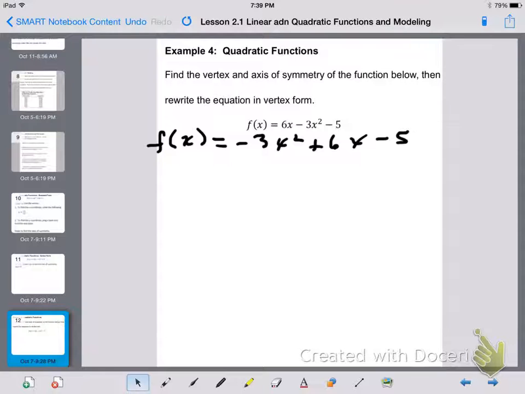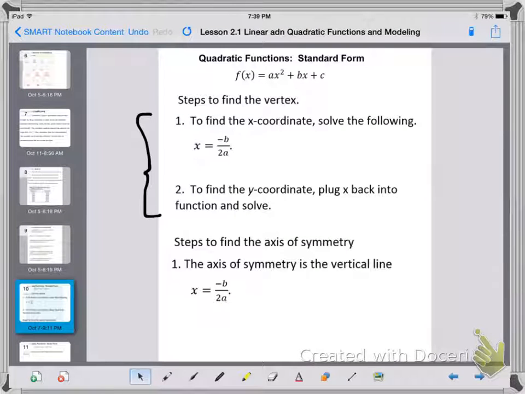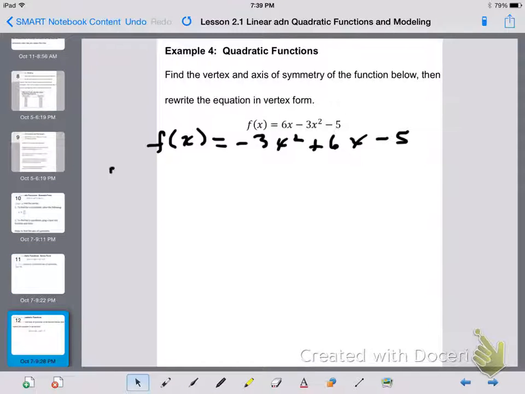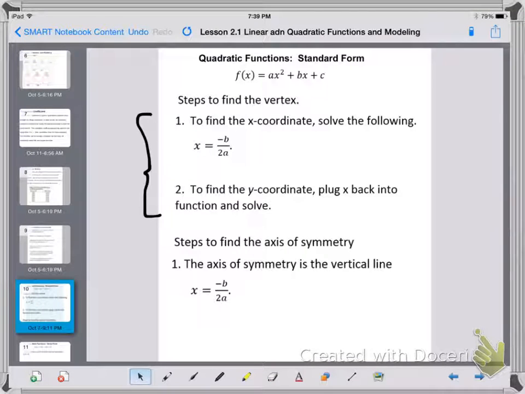Alright, now step 1, we want to find the vertex. To find the x-coordinate of the vertex, solve for x equals negative b over 2a. So x equals negative 6 over 2 times negative 3. So 2 times negative 3 gives me a negative 6. So x equals 1.